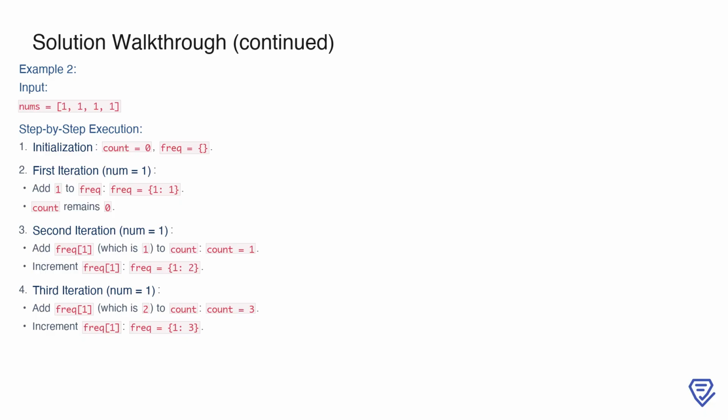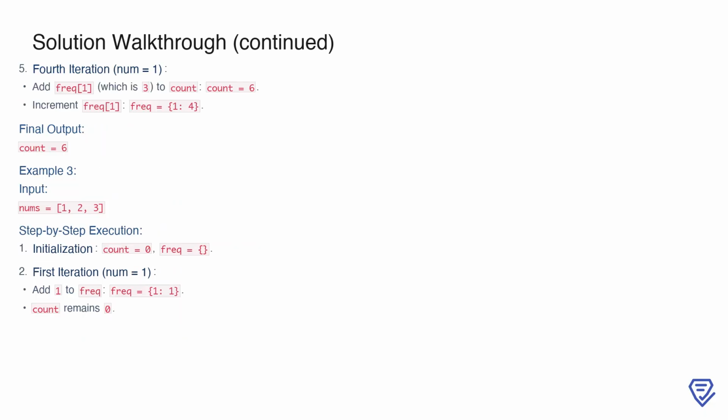In the second iteration, we encounter 1 again. This time, since 1 is already in frequency, we add its current frequency, which is 1, to count. This gives us a count of 1. We then increment the frequency of 1 in frequency to 2. In the third iteration, we encounter 1 again. We add the current frequency of 1, which is 2, to count, bringing count to 3. We then update the frequency of 1 in frequency to 3.